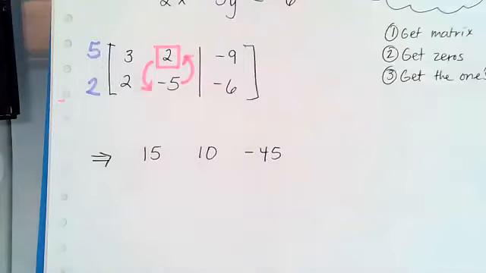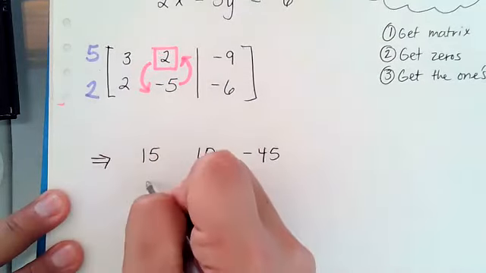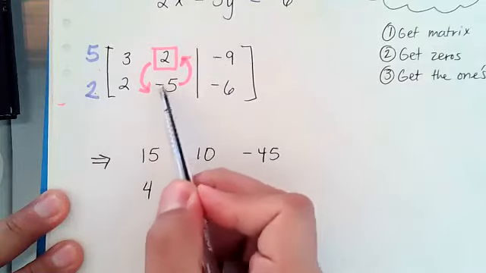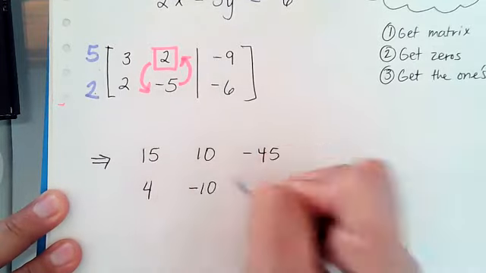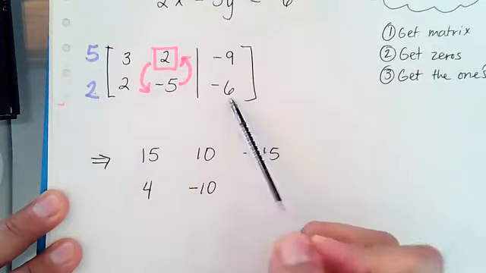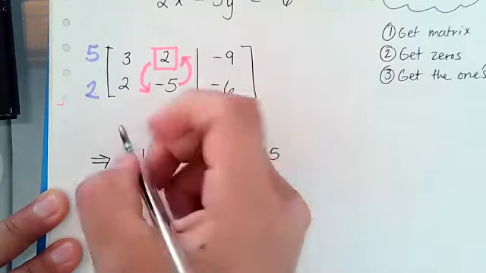So 5 times 3 is 15. 5 times 2 is 10. 5 times 9 is 45. Don't forget your negative sign. Two times 2 is 4. 2 times -5 is -10. 2 times -6 is -12.